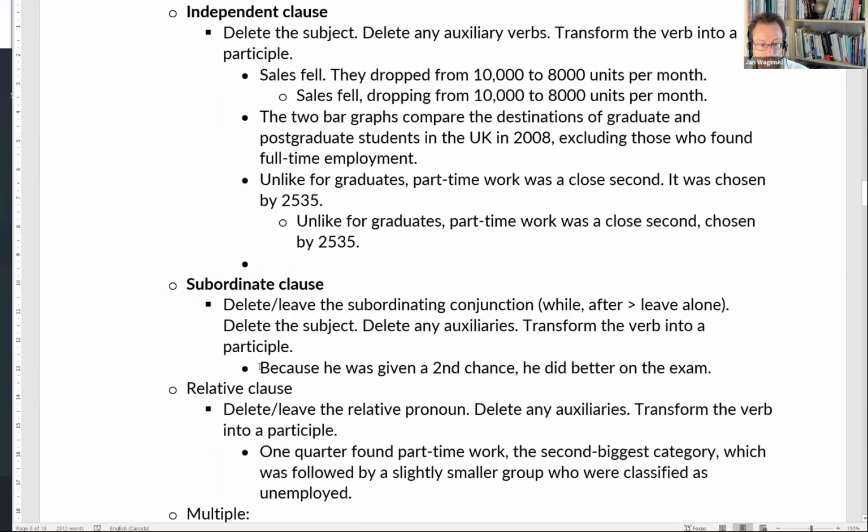Let's look at this example. Because he was given a second chance, he did better on the exam. Okay, so our subordinate clause is here. Starts with because. So the pattern is delete the subordinating conjunction. So if it's because, we're going to get rid of it. Next, we delete the subject, delete auxiliaries, and transform the verb into a participle. So this was passive voice because he was given. So we can leave it.